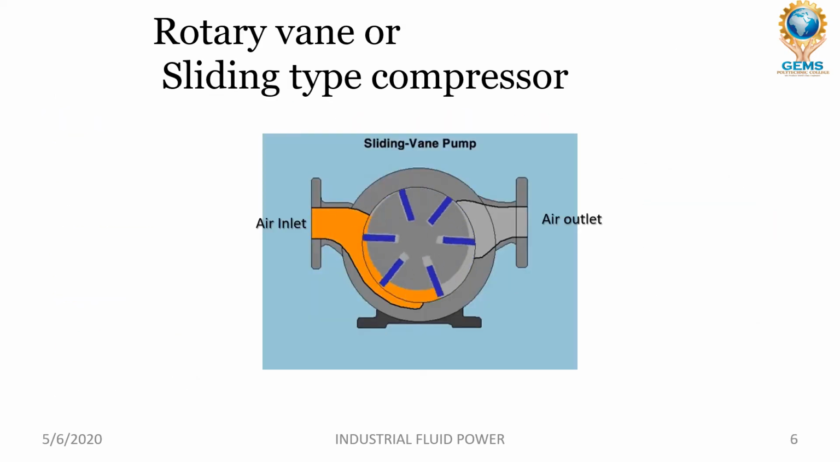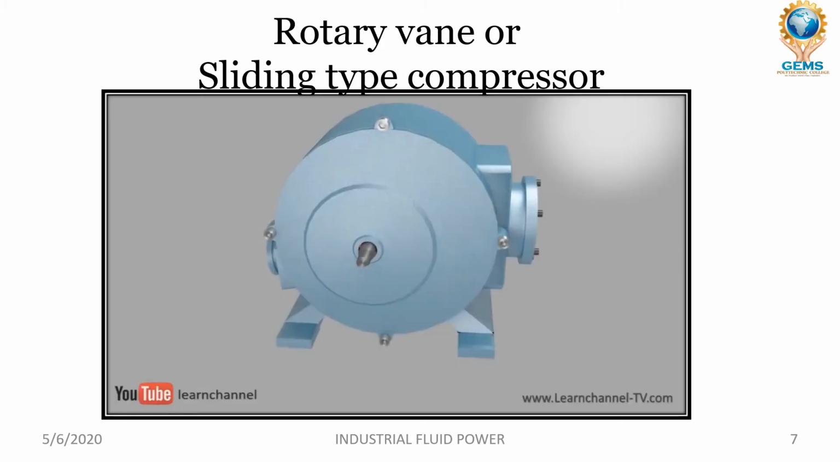This represents the animated view of the rotary vane or sliding type compressor. The air comes in and it goes out. Let's see one more animation explaining the rotary vane or sliding type compressor.